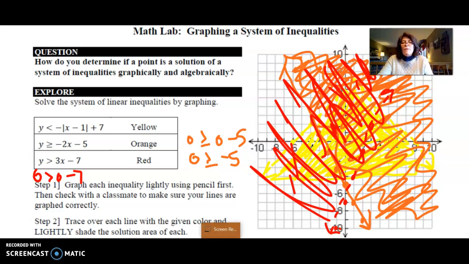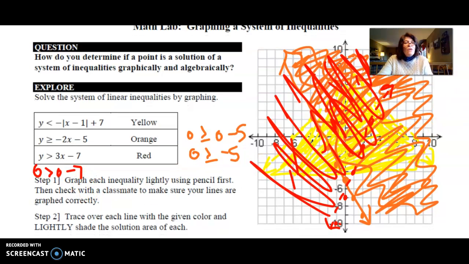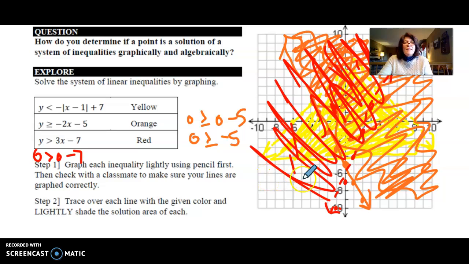Okay. What we want to do is notice the area that was shaded when I did all three equations. We want to see where those are solutions to all three. So where I shaded yellow, orange, and red would be the answer. Okay, so I'm going to just try if I can see all those.